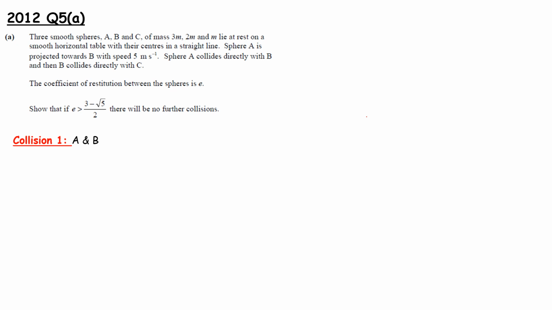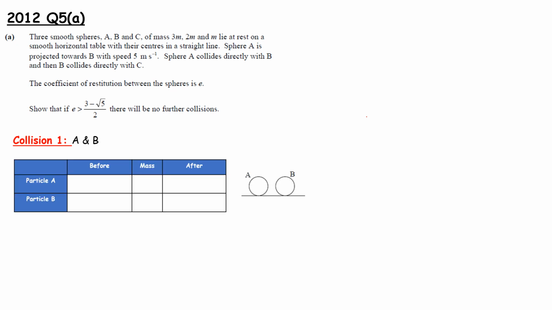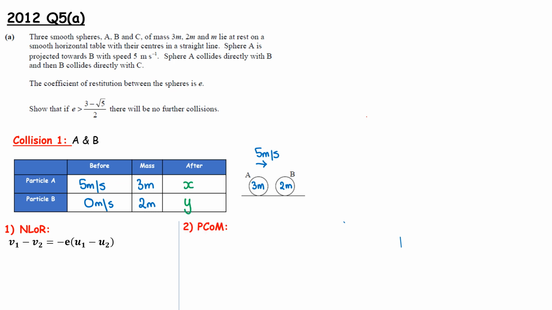So we're going to look at the first collision, which is A and B. And they've told us here in the question that A is 3m and B is 2m. And sphere A is projected at 5 meters per second. So B is at rest. So before we have 5 meters per second, 0 meters per second, we have 3m and we have 2m. And we're going to try work on our after. So our x and our y.